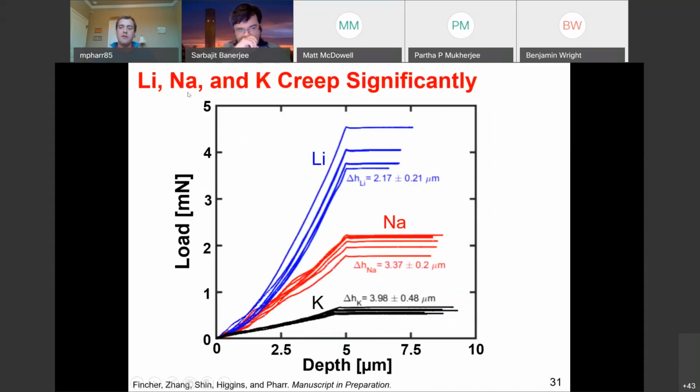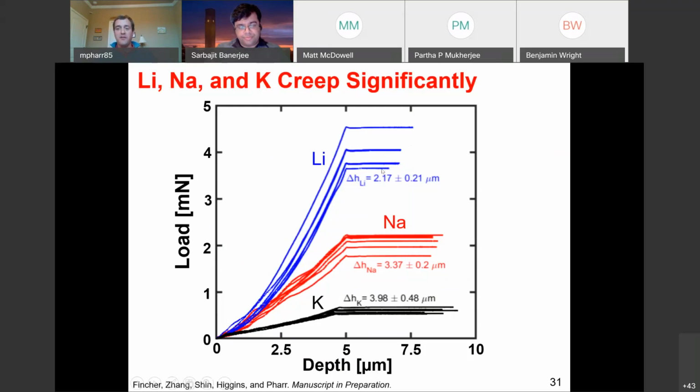So this is nano indentation. We load up to a specified depth, we hold the load, and then we monitor how the indenter moves at a constant load. And you'll see significant creep of the indenter because of the creep of lithium metal. It continues to creep significantly here. And that might be expected.